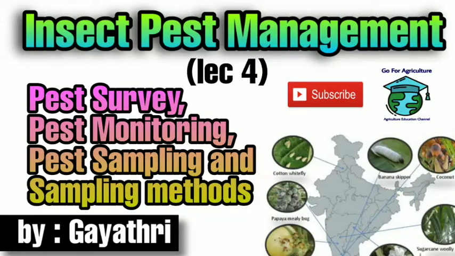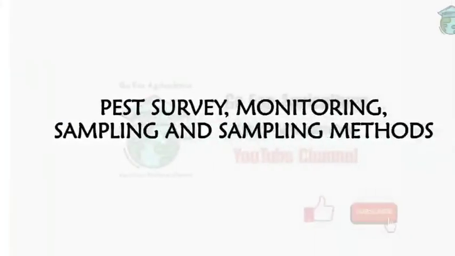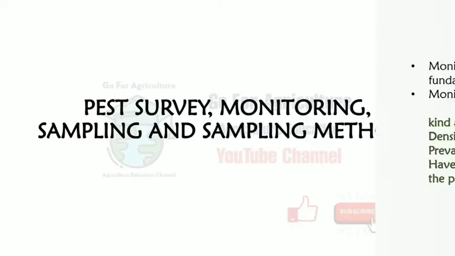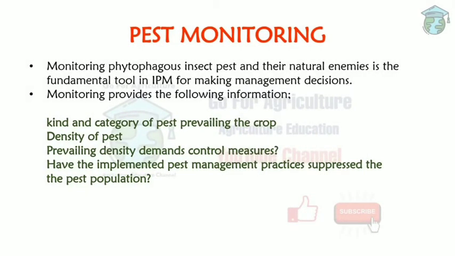In today's lecture we're going to see the most important, easy and interesting topics: pest survey, monitoring, sampling and sampling methods. So let's start with our lecture: pest monitoring. Basically, pest monitoring is checking the insect pests or the natural enemies in the environment, and it is the most fundamental tool in IPM for management decisions.